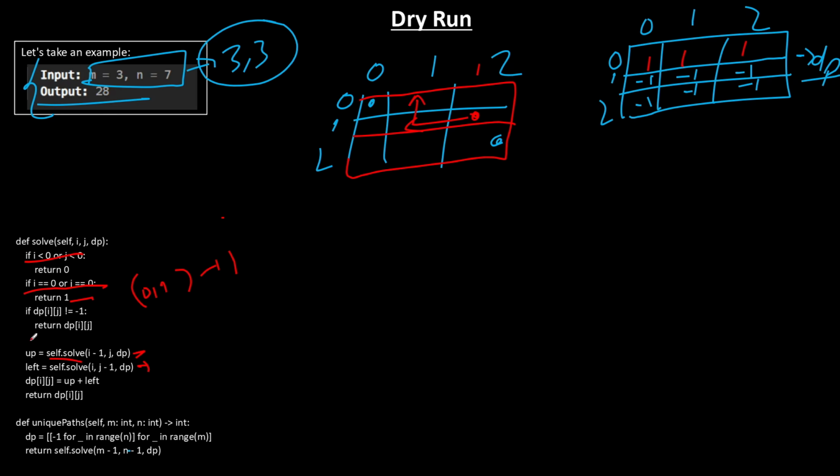Great. After that, you will come back here and you will go to the left. The left function will be called. Left function says that you are standing at 1 comma 0. And since j is 0, for this you will return 1, right? So this particular scenario will return 1 and this will also return 1. So when you come to dp of i of j, it is up plus left.